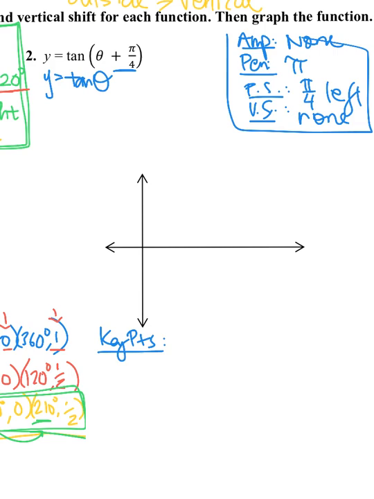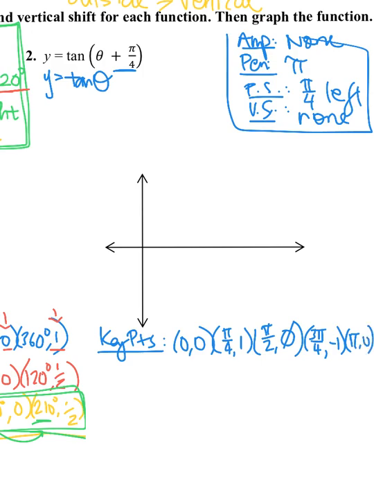All right, so tangent starts at (0, 0). And then at pi/4, it goes up to 1. At pi/2, it's undefined. There's an asymptote, so I'll mark that as undefined. At 3 pi/4, it's at -1. And lastly, at pi, it goes back to 0.